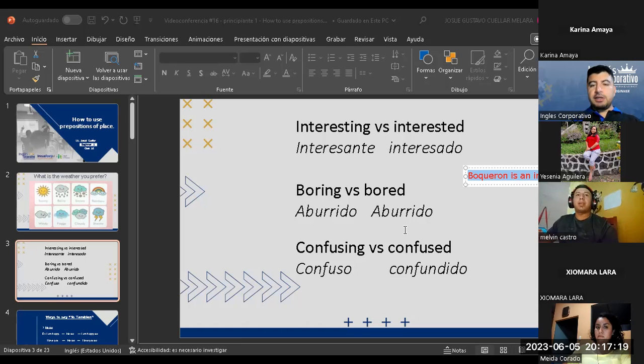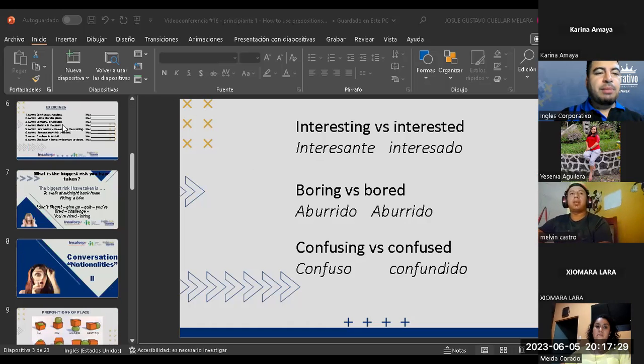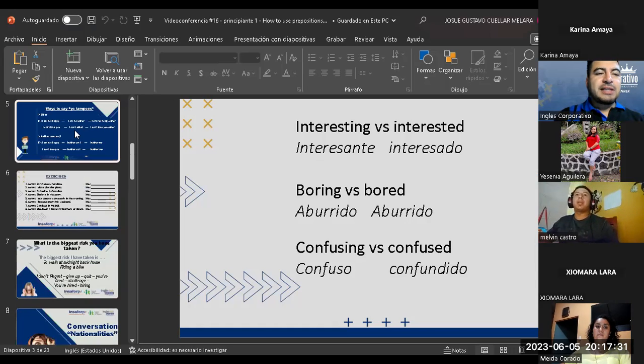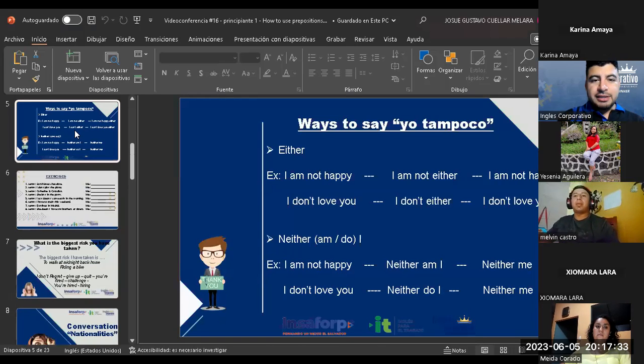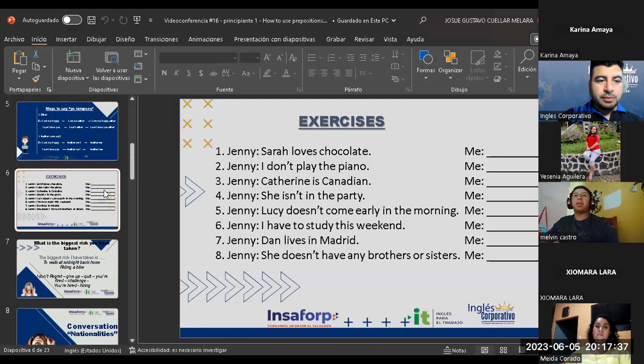Very good. Well done. Here we have different forms to use this. Okay. We continue. Remember, ¿te recuerdan que habíamos visto la manera de decir yo tampoco? Okay.